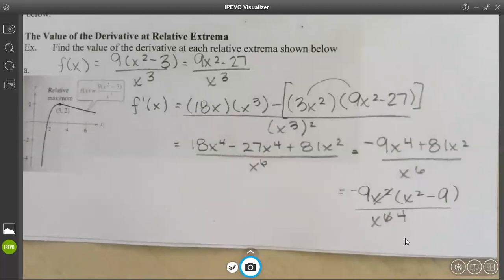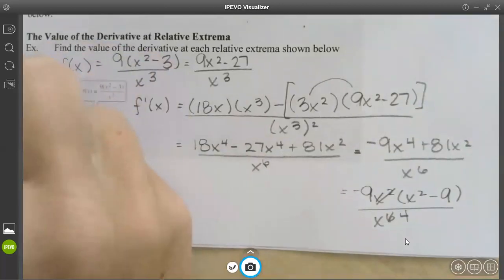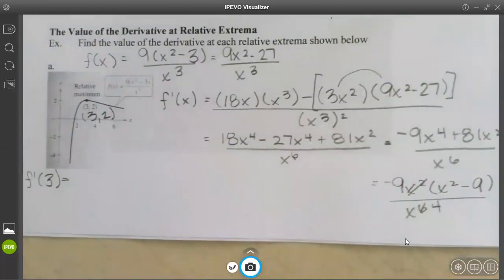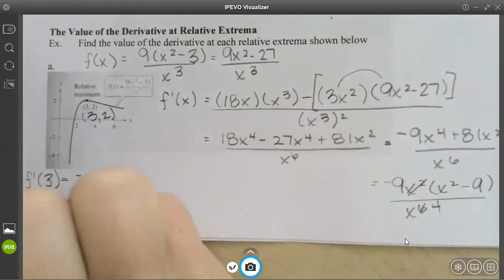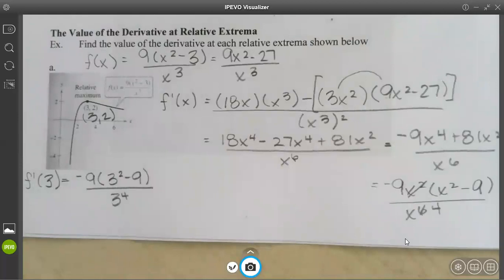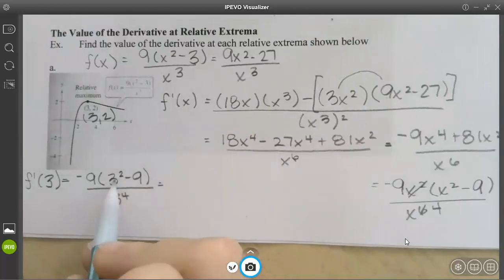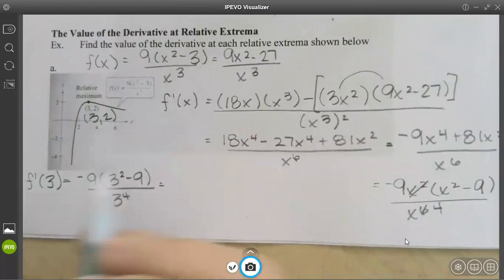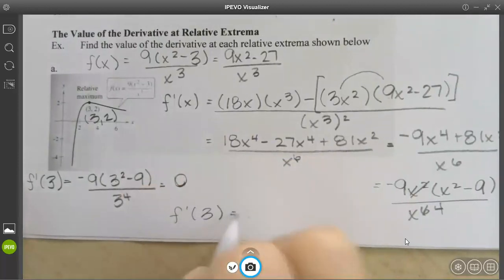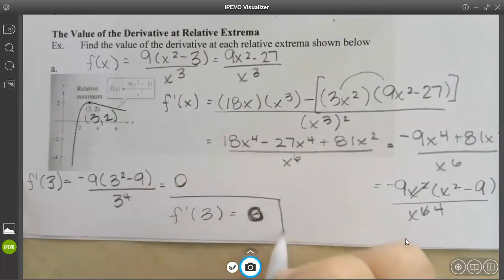And then it says evaluate each derivative at each relative extrema shown below. So you have a relative max at (3, 2). I don't know if you guys can see that. That's (3, 2). So now we're going to do f prime of 3. So negative 9 times (3 squared minus 9) over 3 to the fourth. Three squared minus 9 is 0, times negative 9 is 0. Doesn't matter what's on the bottom, it's going to be 0. The only way it would matter is if there was another 0 in the bottom and it was that indeterminate kind of crazy form. But this one has a value of 0. So what they're looking for is f prime of 3 equals 0.